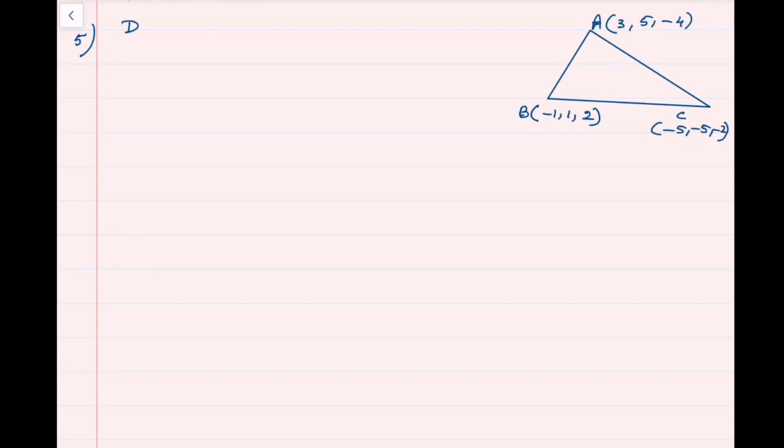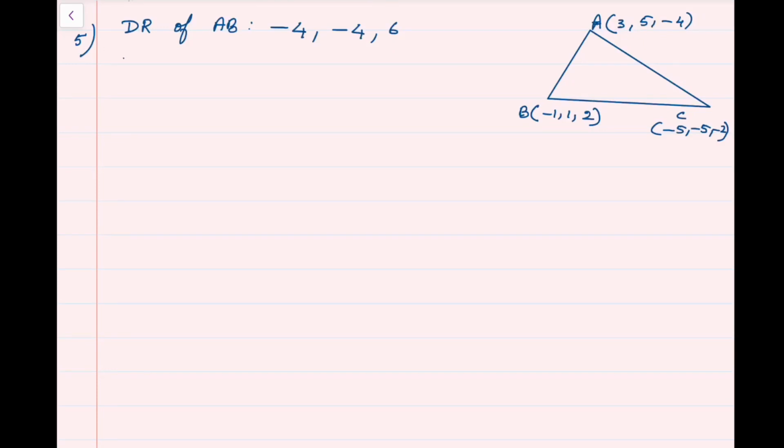Let us first find DRs, direction ratios, of the side AB. To find DRs, we need to subtract. We may do B minus A or A minus B. Let's do B minus A. Minus 1 minus 3 is minus 4. 1 minus 5 is minus 4. 2 minus of minus 4 is 2 plus 4, therefore 6.